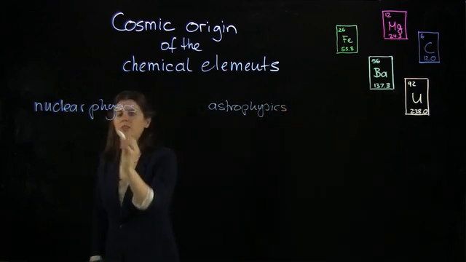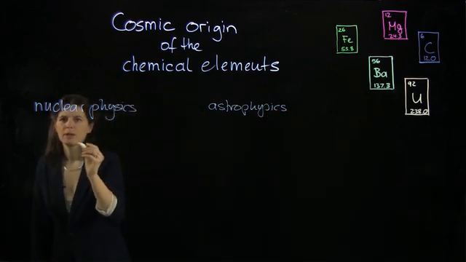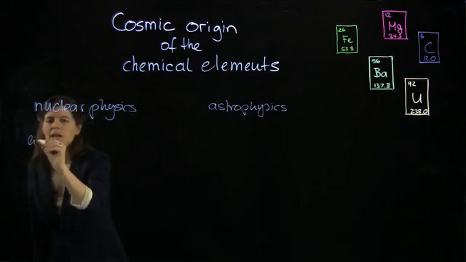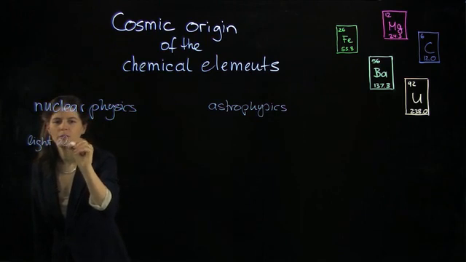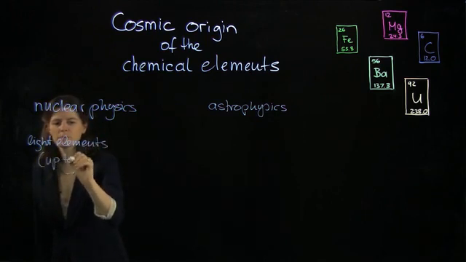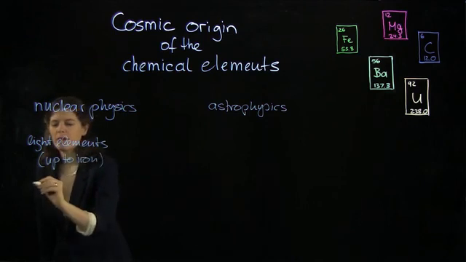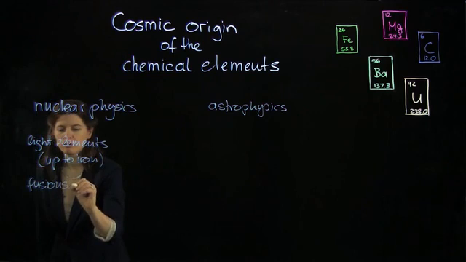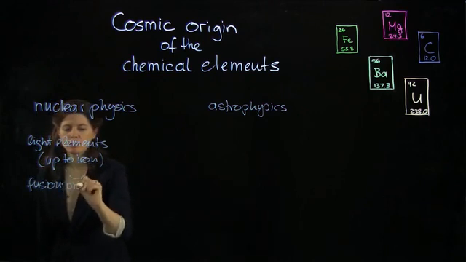And on the nuclear physics side, we have two things that we want to consider or learn about, namely how the light elements are formed, light elements up to iron, and they are formed in fusion processes in stars.